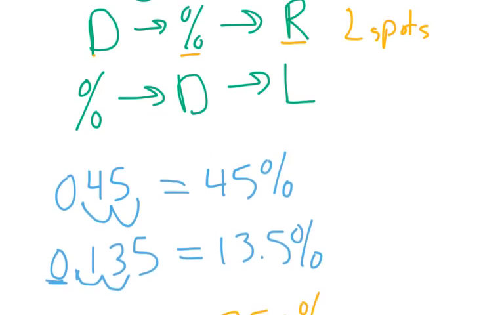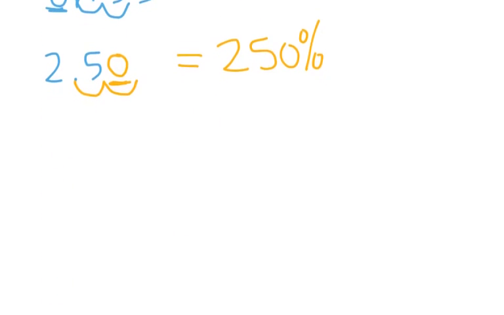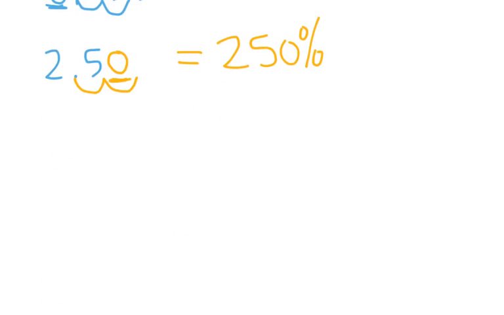Now, let's go from a percent to a decimal. Let's say we have something like 75%. Well, right now, the decimal is not written, but it's implied to be at the end of the 5. So we're going to go 1, 2 to the left. So that's going to equal 0.75.